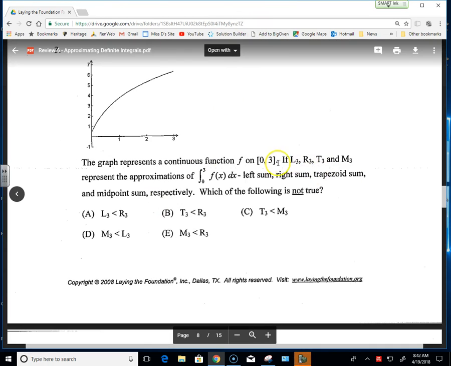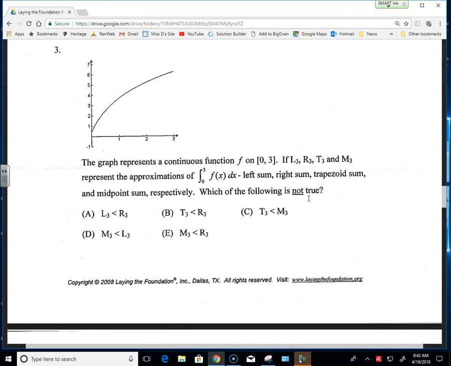Kiddos, they're saying L sub 3, R sub 3, T sub 3, and M sub 3. I think that's basically indicating n equals 3. That's what these are, n equals 3, n equals 3, n equals 3. But here's what I see. If you see a function that is strictly increasing and concave down, basically not changing from increasing to decreasing, not changing from concave down to concave up, but strictly having one first derivative behavior, increasing, and strictly one second derivative sign, concave down.